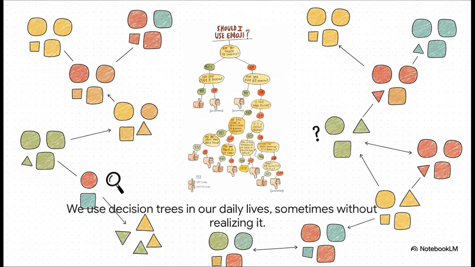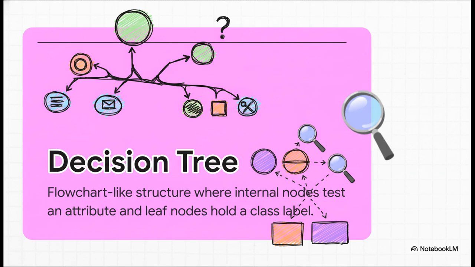Take this fun one about using emojis. You just answer a series of simple questions, and it guides you to a final answer. That's the core idea, right there. So, in the world of machine learning, we just formalize that idea. We call it a decision tree. It's a really powerful model that takes that same flowchart logic and applies it to data to classify things. And what's great is that you can actually follow the logic. You can see how it's making its choices.